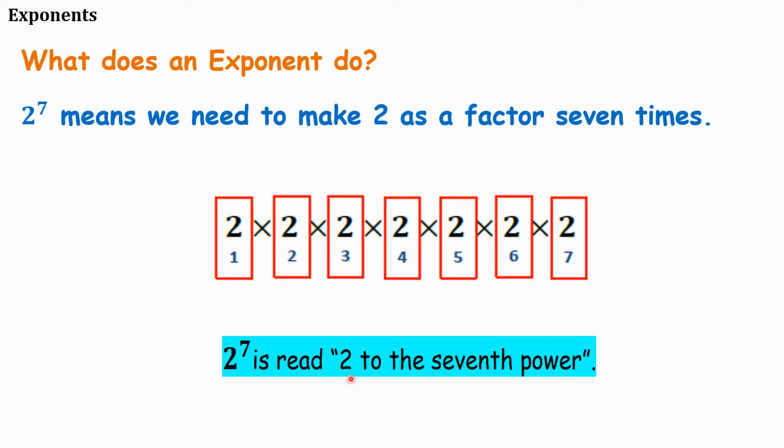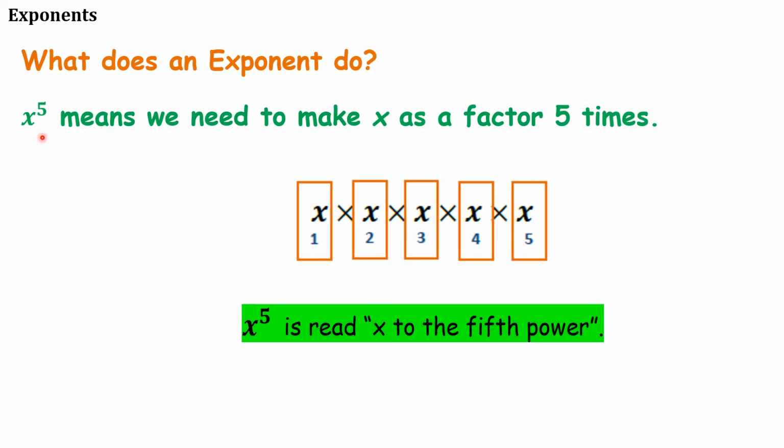And you can read this one as 2 to the 7th power. Again, you can also say 2 to the 7th, or 2 raised to the 7th. You can say 2 to the 7th power or 2 raised to 7. If you have a variable here, you have x, again to the 5th power. This is how we would say it, or x raised to 5. And that will mean that we need to take our x as a factor and multiply it 5 times, right? 1, 2, 3, 4, 5 times.